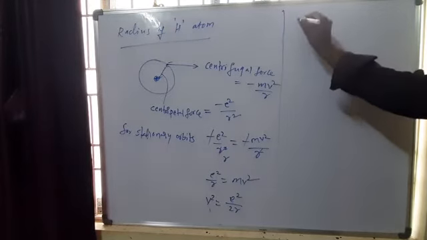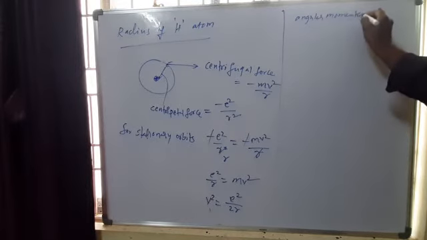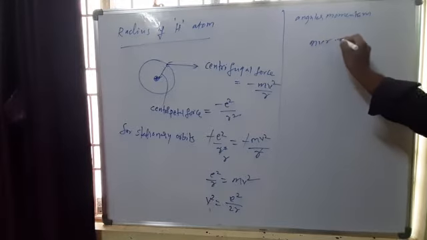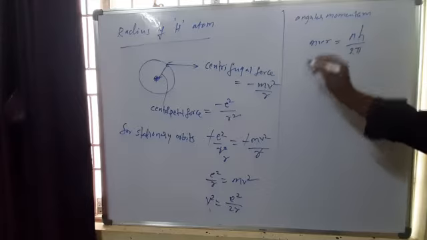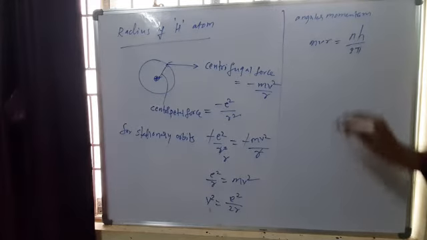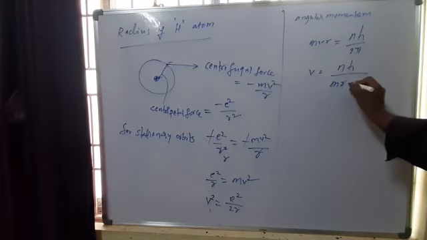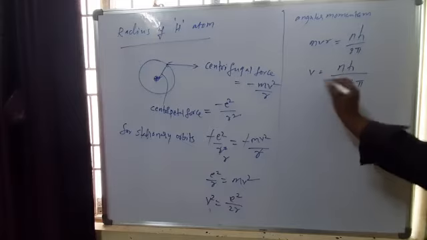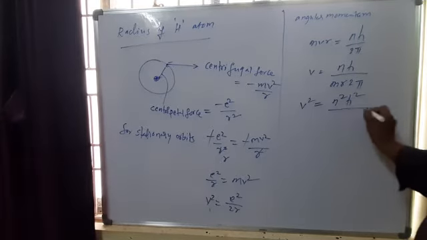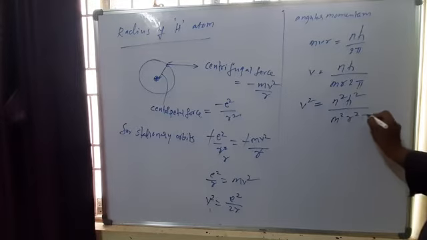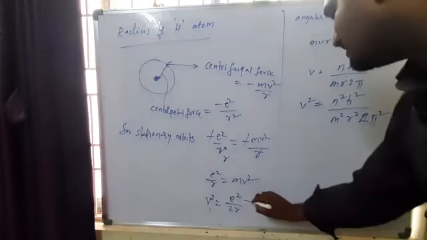that is angular momentum, mvr equals nh by 2 pi. According to Bohr's theory, angular momentum mvr equals nh by 2 pi. So from this, v equals nh by mr 2 pi. By squaring both sides, we will get v square equals n square h square by m square r square 4 pi square. So this is equation 1.